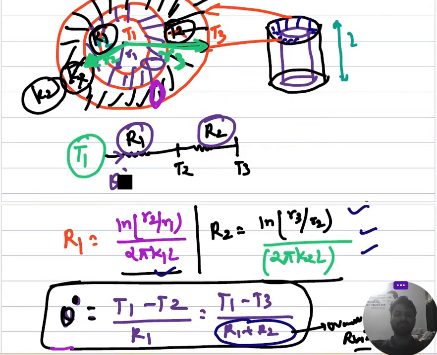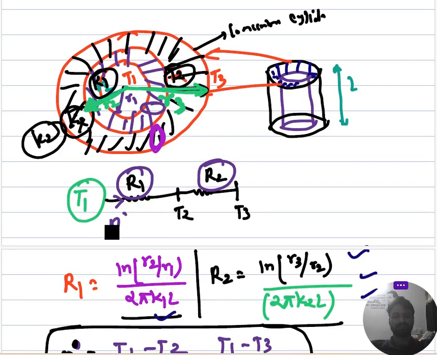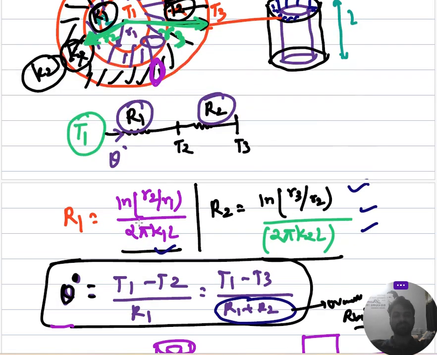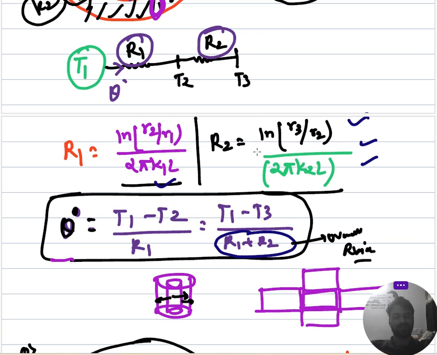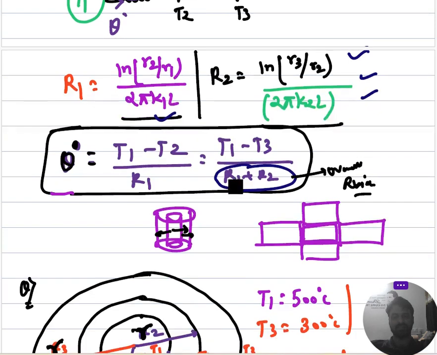So finally, there can be a concentric cylinder. In a concentric cylinder, at R equals R1 the temperature is T1, at R equals R2 the temperature is T2, and at R equals R3 the temperature is T3. So you will have two resistances here, one is R1 and one is R2. Since this is a series combination, you can add both of these resistances together, and ultimately you will get R1 plus R2 equals R equivalent.